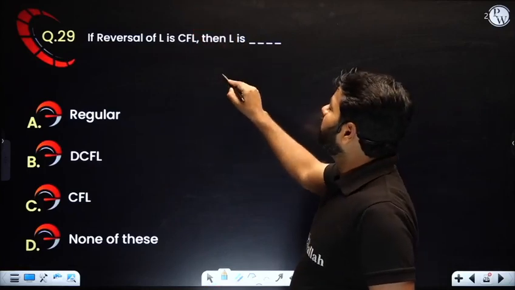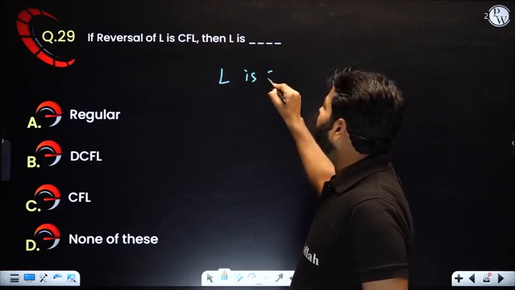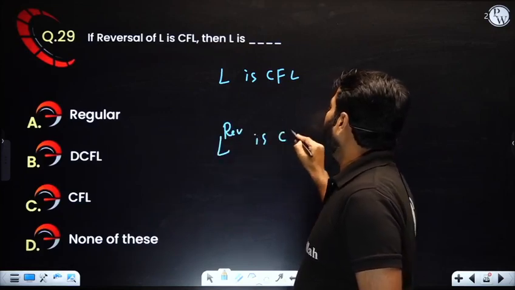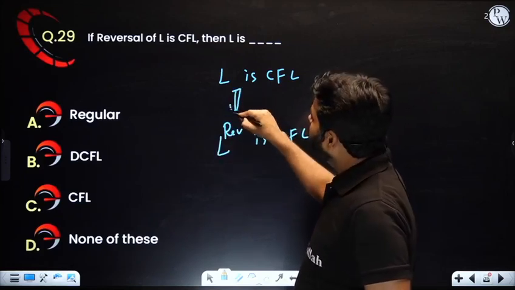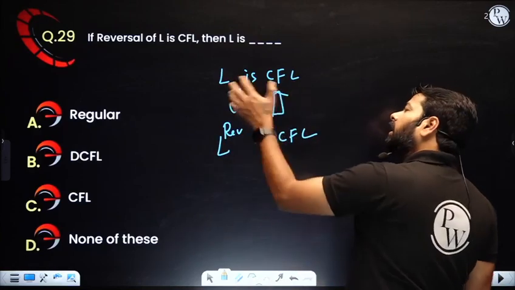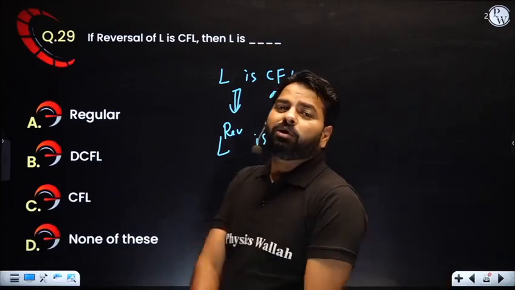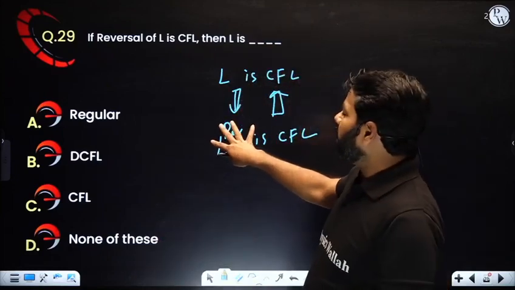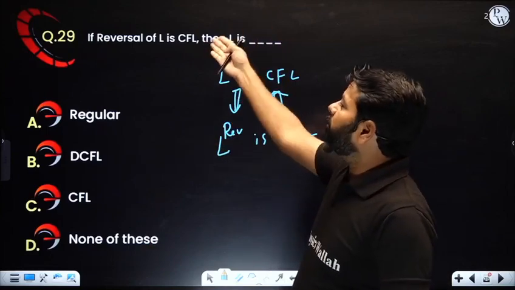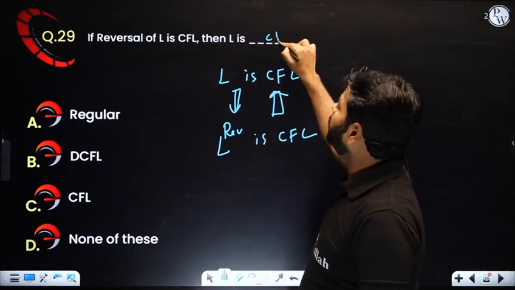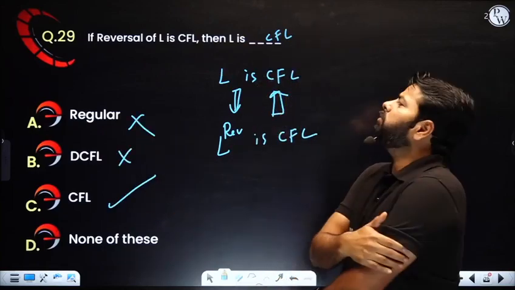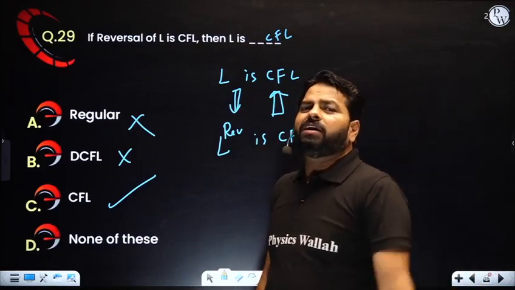Why? Because L is a CFL, so L power reversal is CFL. We already know this direction is true and now this direction is also true. Whenever L power reversal is CFL, L is also CFL, because its reversal is the same concept. For this you write a context free grammar, reverse every production, you will get back to L. So L is also a CFL, no doubt.